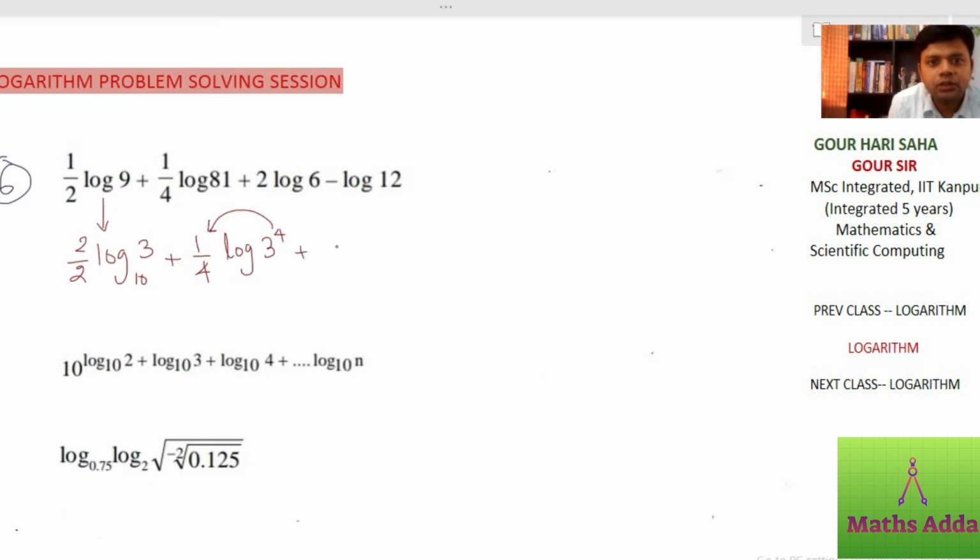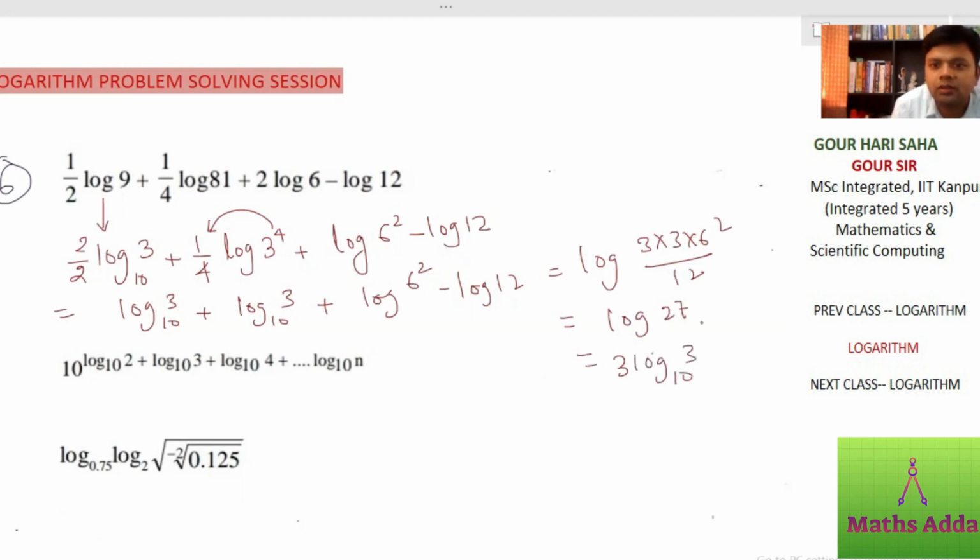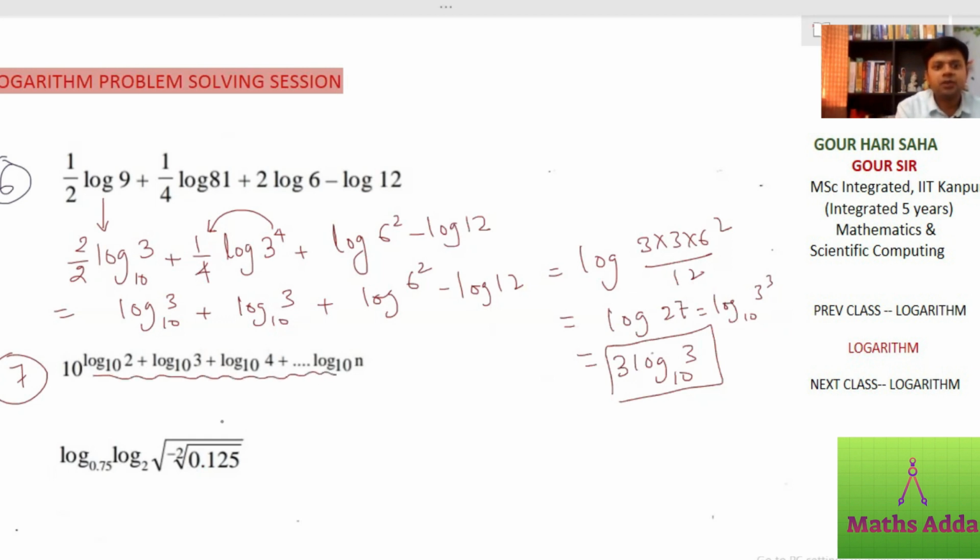This is log 6 square, and then minus log 12. Apply log formula, so plus will multiply and minus will become division. Seventh one, it is 10 to the power this. So I see at the exponent, this is sum of logs. What we know, if it is sum, log converts to product.